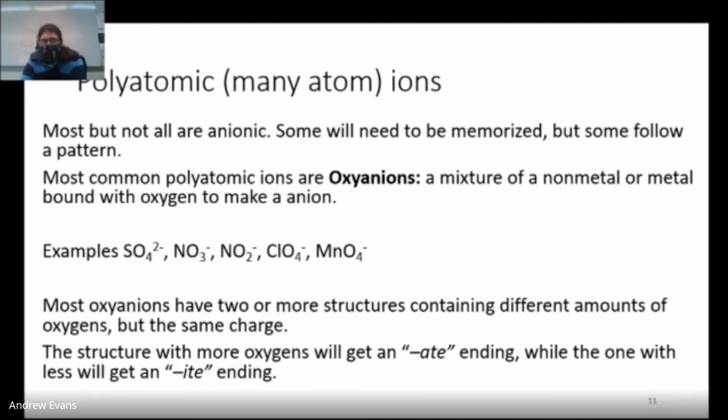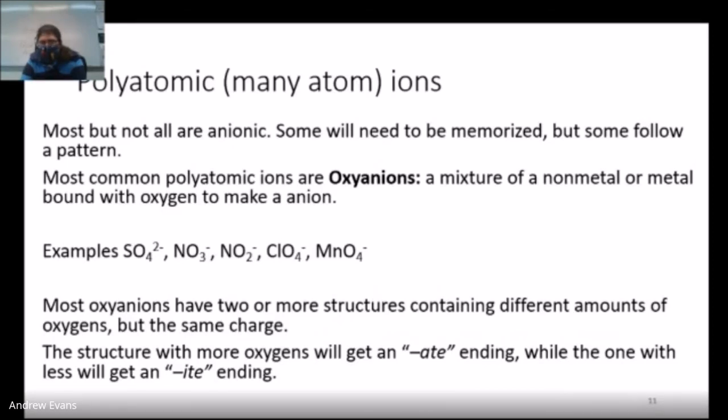Most of these guys will have 2 or more structures containing a different amount of oxygens, but all of these structures will contain the same charge. So all nitrogen ones will be -1. All sulfur containing ones will be -2. All chlorine containing ones will be -1. And so on. All bromine ones will be -1. But I could have ClO4 1 minus, ClO3 1 minus, ClO2 1 minus, ClO 1 minus. All anywhere from 1 to 4 oxygens. And so I have to have a way to differentiate the naming of those 4 anions.